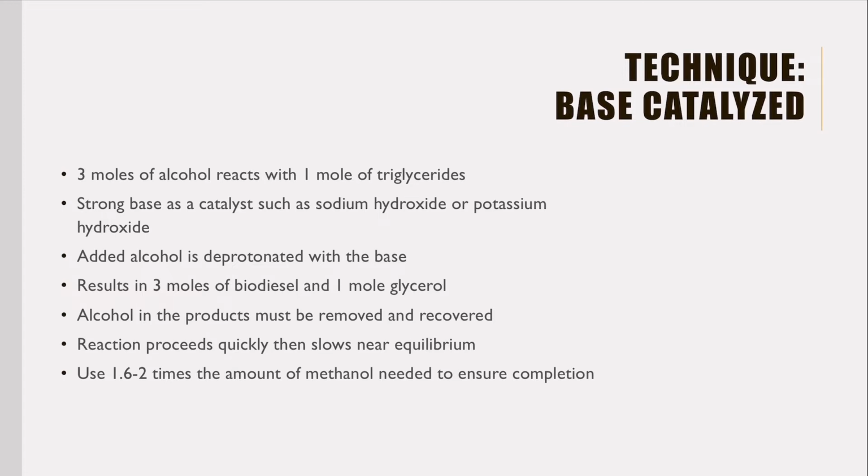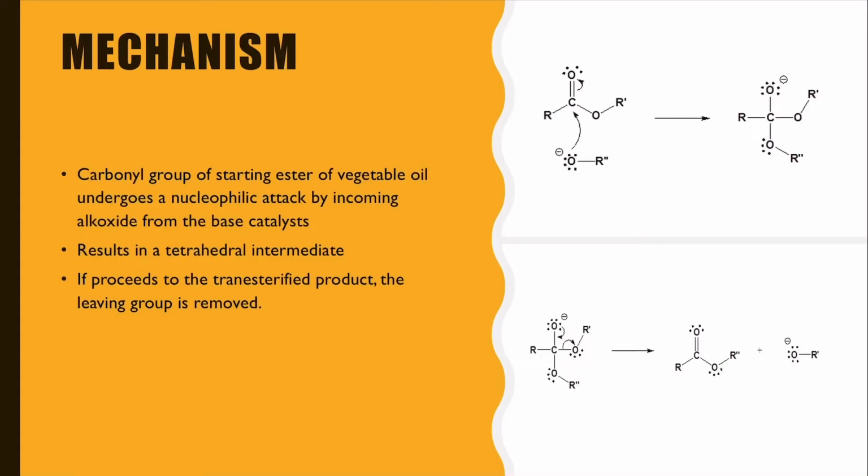The reaction proceeds quickly, then slows when reaching equilibrium. Producers will often add 1.6 to 2 times the amount of methanol to ensure the reaction is driven to completion. The general mechanism in basic conditions is that the carbonyl group of the starting ester of vegetable oil undergoes a nucleophilic attack by the incoming alkoxide from the base catalyst to give a tetrahedral intermediate. This either reverts to the starting material or proceeds to the transesterified product. Then the leaving group is removed.